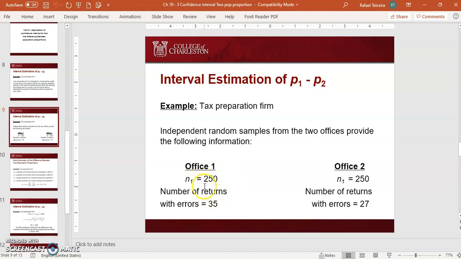Office number one, we have 250 tax returns, 35 with errors. Office number two, we have 250 and 27 of them with errors. If I divide 35 by 250, I have the proportion of tax returns with errors. The same thing here. So that's the situation. We want to build a confidence interval to estimate the difference of these two population proportions, because these are proportions. There are no means here, so that's the reason I can figure out that it's a proportion problem.